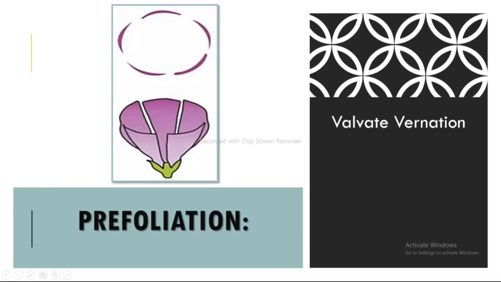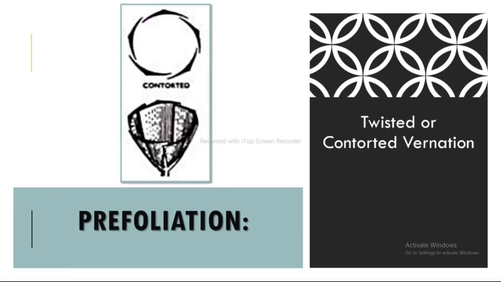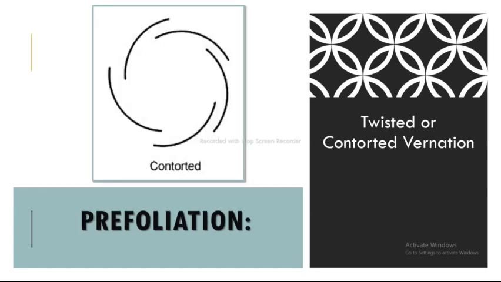So, the calotropis flower is the most common example of the valvate vernation. Next type of the vernation is the twisted or contorted vernation. So in this type of the vernation, the leaves are arranged in one whorl, and one margin of every leaf is overlapping while its other margin is always overlapped. The sepals or petals are overlapping with one another at the margin. So again, this is the twisted or contorted vernation.